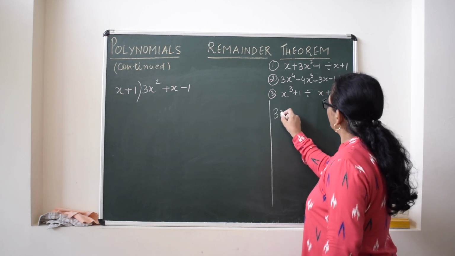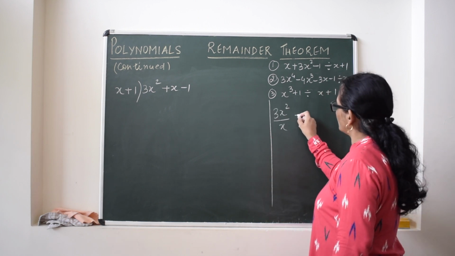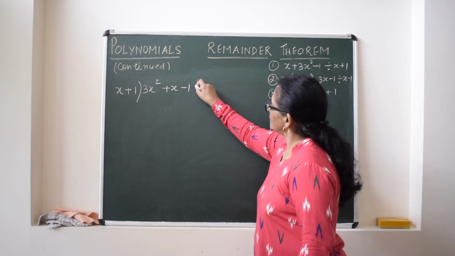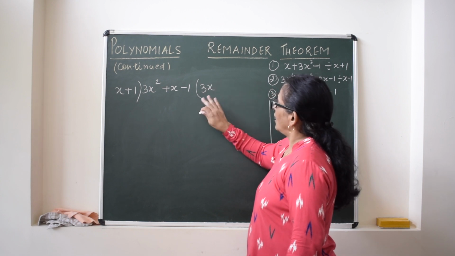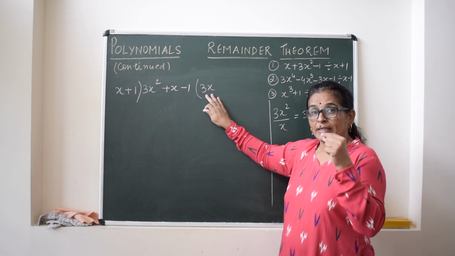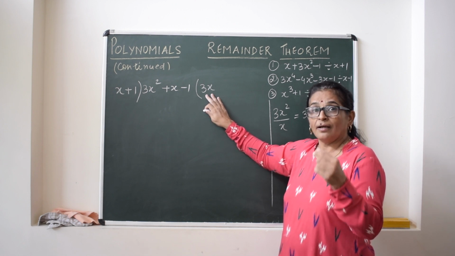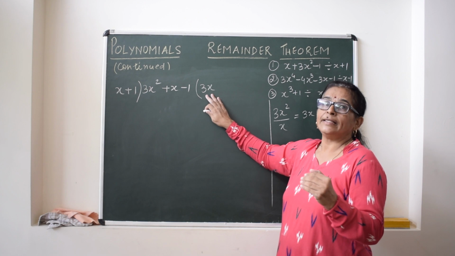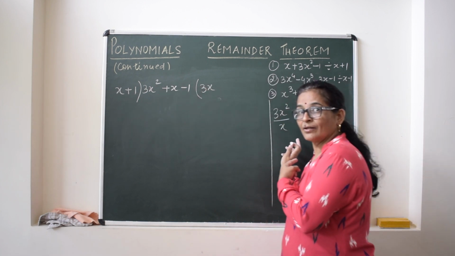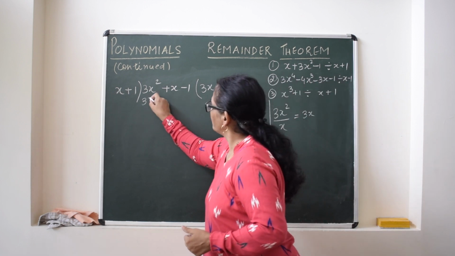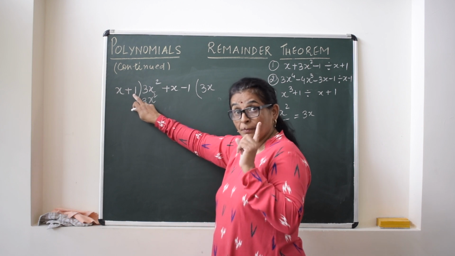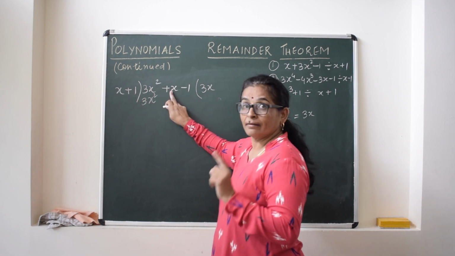Whatever we get becomes the first term of the quotient. So here 3x square divided by x will give us 3x. That 3x will become the first term of the quotient. After we get it, this is to be multiplied by each and every term of the divisor, and written under the like term of the dividend. The first term will be same, so that will be 3x square. Now 3x into plus 1 will be plus 3x, and it will be written under the like term.